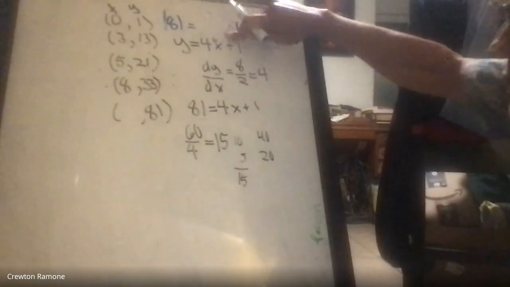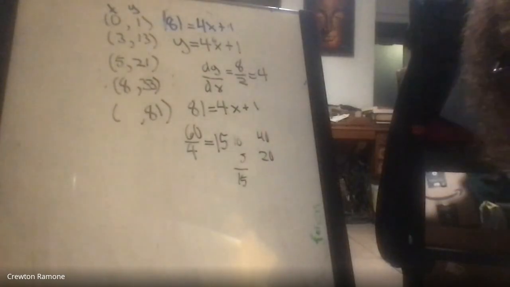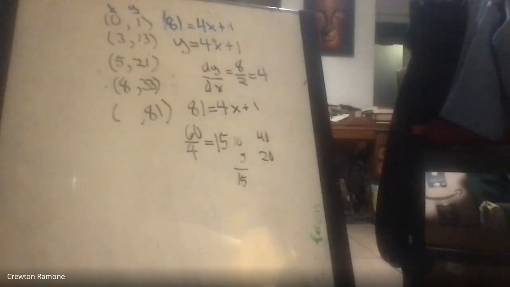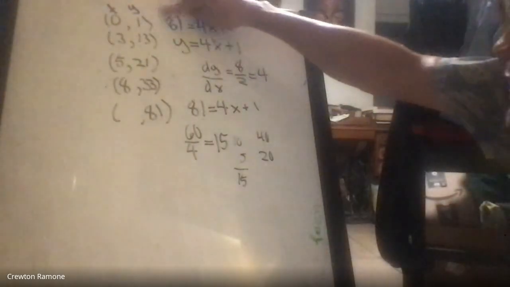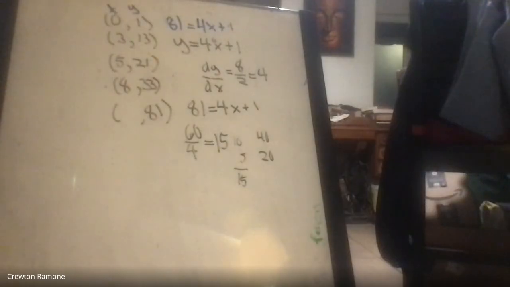How are you going to solve it? Oh, I got it. 81 divided by 4 first. Okay, well, first, what do you got to do before you do 81? What's the first thing you got to do? When you're playing what's under the cup, what's the first thing you got to do?